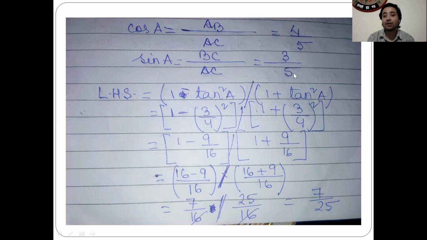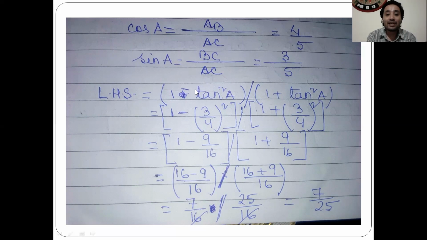So all the values are known. Tan A is known, cos A is known, sin A is known. So now I can test. So how do I test? First, I will find the value from left hand side, and then I'll find the value from right hand side. If the two values match, then the equation holds and it's proved. If it doesn't hold, then there is some problem in the equation. So let us check.